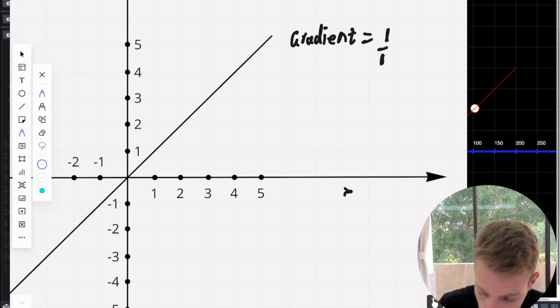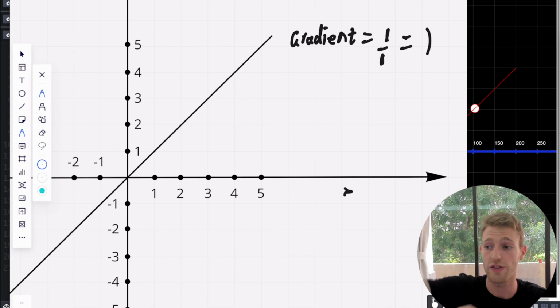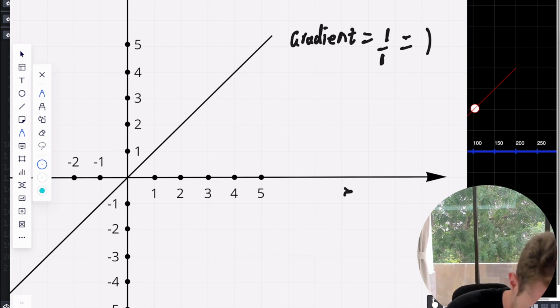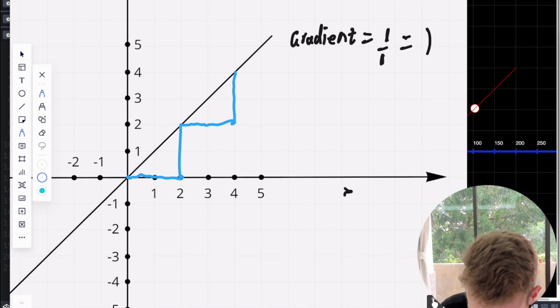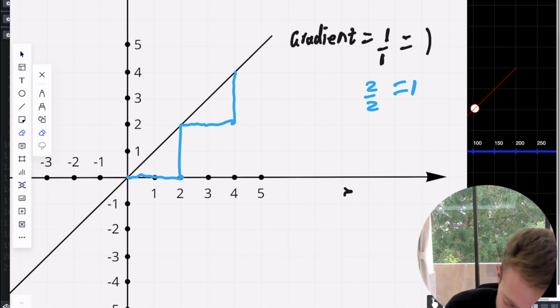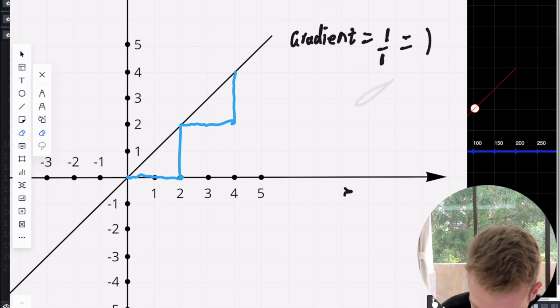If you calculate it between 2 points, it's always going to remain the same. So notice if instead of going 1 across, I went 2 across. If I go 1, 2, I go 2 up. And I go 1, 2, I go 2 up. And now my gradient will be 2 over 2, which is still 1, right? So my gradient, regardless of the size of the step I take, remains consistent.